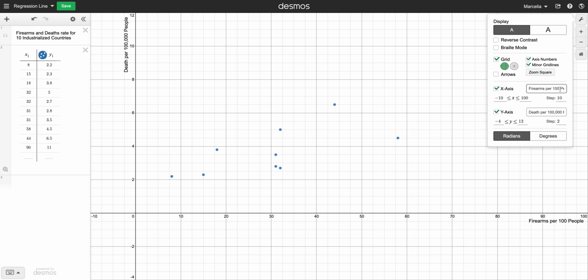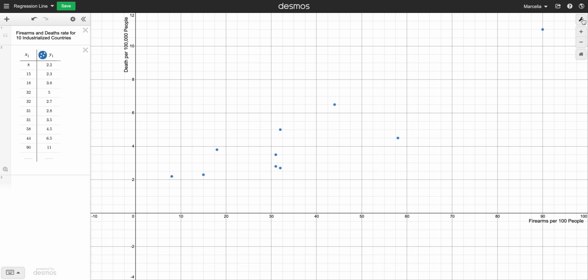I label the x-axis and I label the y-axis. Then that is what you see. So you organize this very well. And now I have the scatter plot. So that's it for the scatter plot.